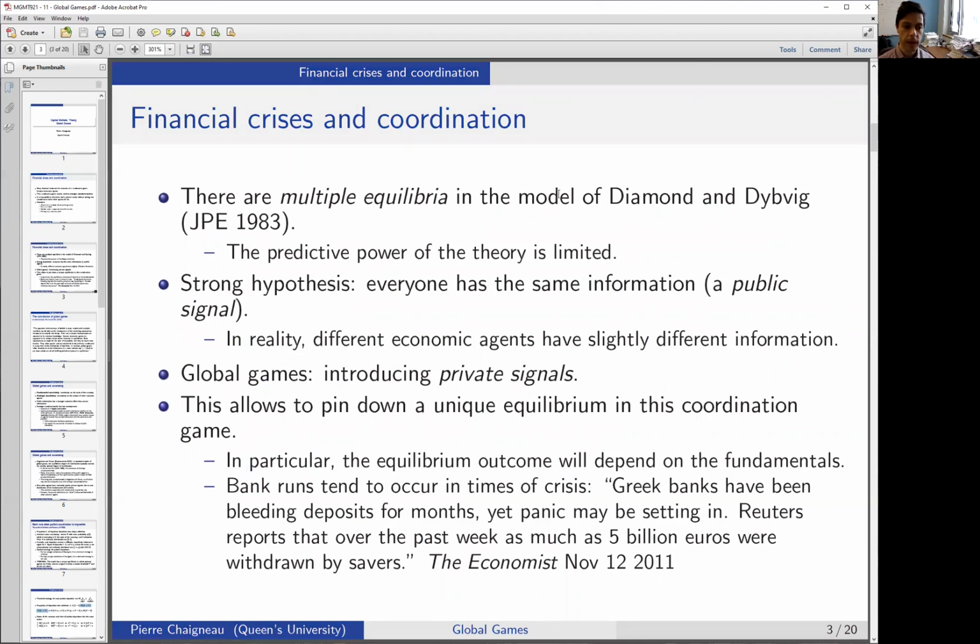So in the model of Diamond and Dybvig, there are multiple equilibria. We saw that there were two Nash equilibria, one in which patient depositors would leave their money in the bank, and one in which patient depositors would withdraw their money from the bank. The problem is that we did not really understand when each equilibrium will occur. It was one or the other, but when would it be the case? It wasn't clear, right? So in terms of making predictions, that doesn't get us very far. We know that in principle one thing can happen or the other, but we don't exactly know when we're going to observe a given equilibrium.